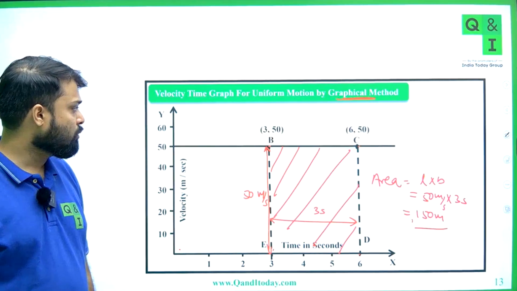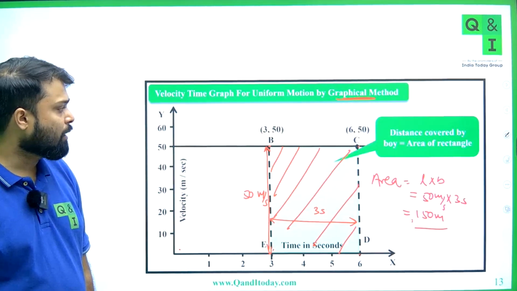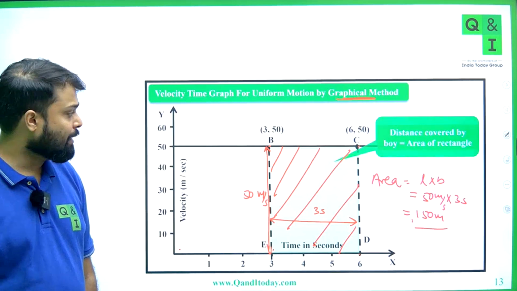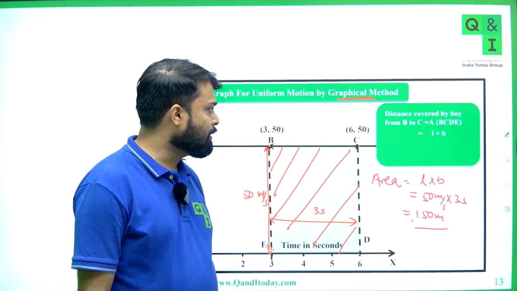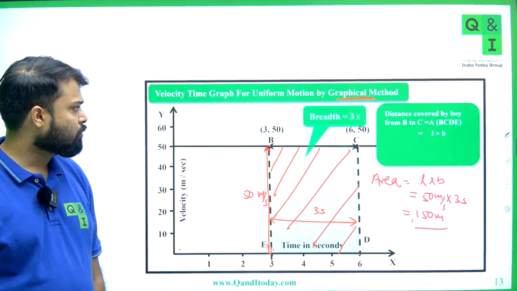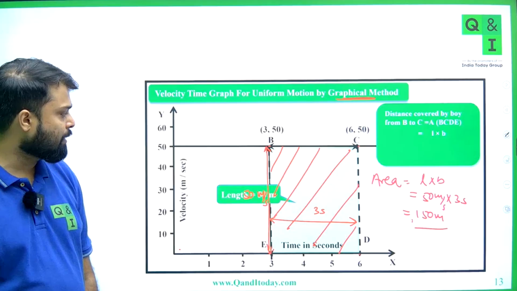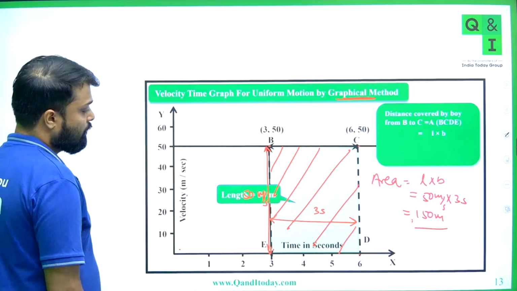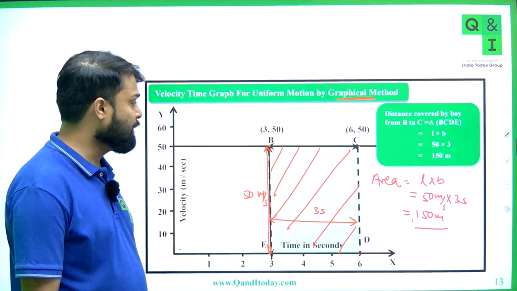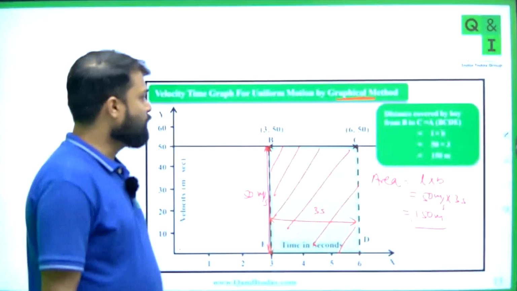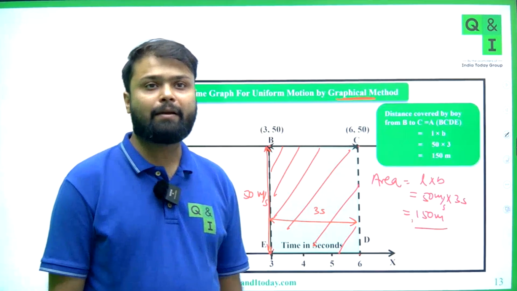Okay. So you can see here BCD is a rectangle. So distance covered by the body is equal to the area of the rectangle. Now we know that area of the rectangle is nothing but length into breadth. So this breadth is 3 seconds and this length is nothing but 50 meter per second. Now put the values, we get 150 meter. Very good. So anyone, any doubt? No, sir.